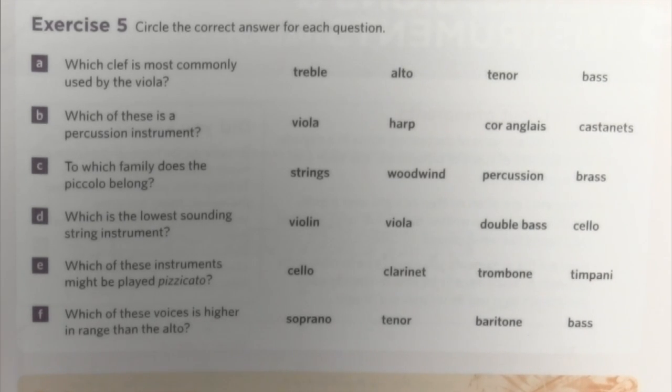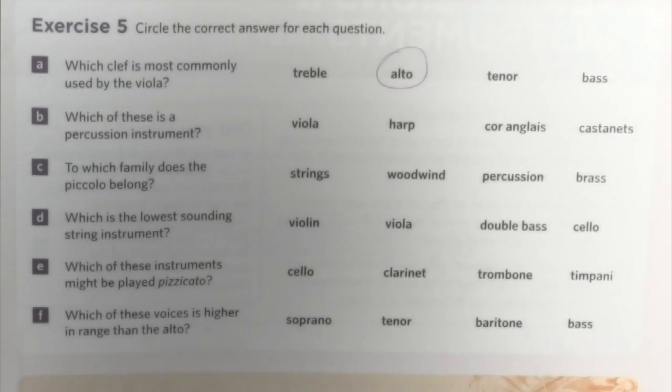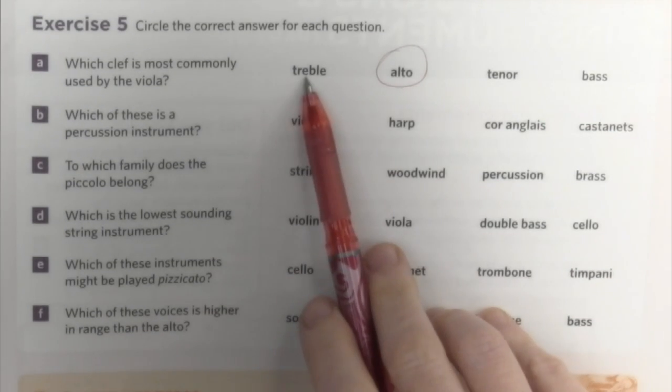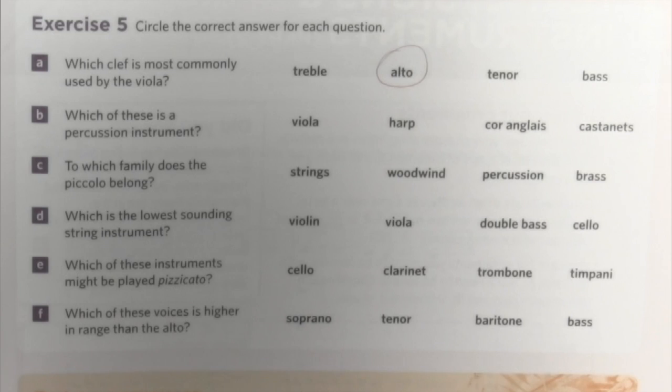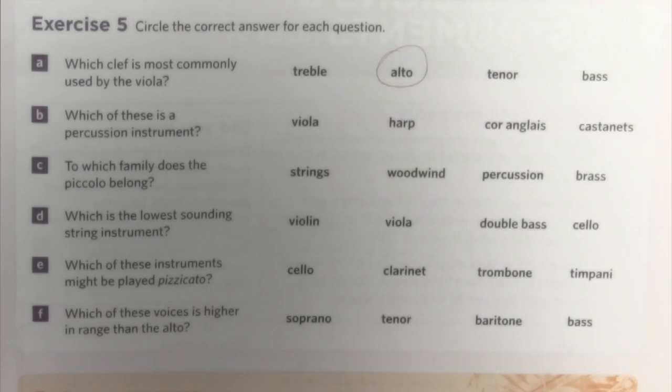Well, the viola reads in the alto clef. And the reason is because it's a bit lower than the violin, and so the violin uses the treble clef and the alto clef is slightly lower, so the alto clef.